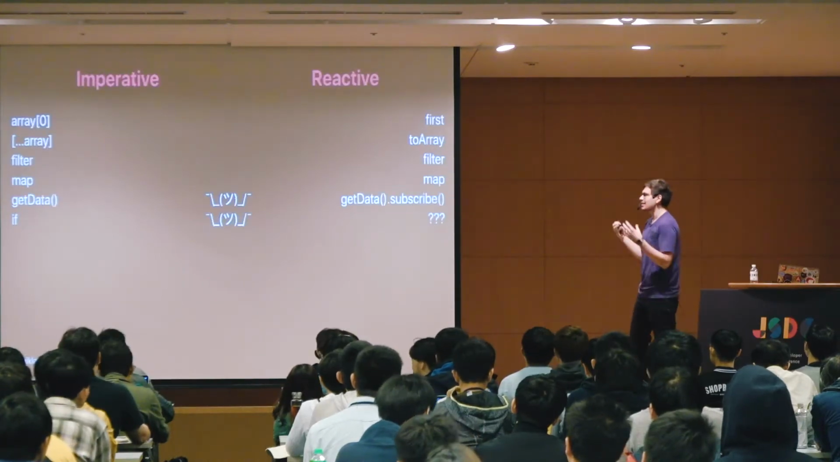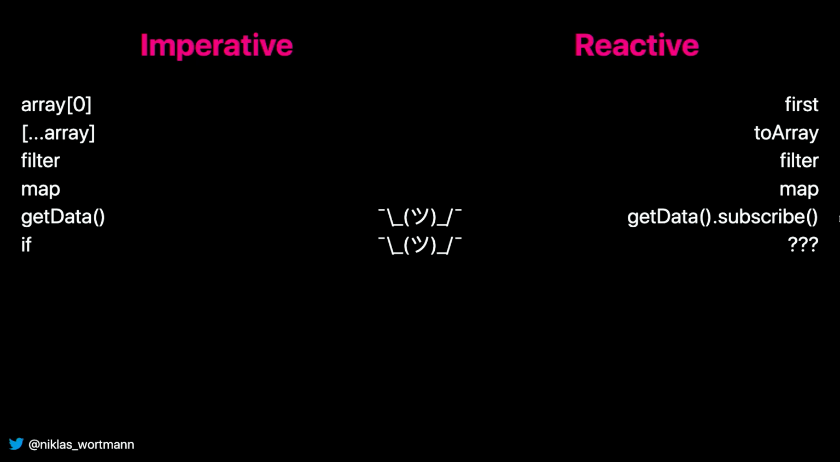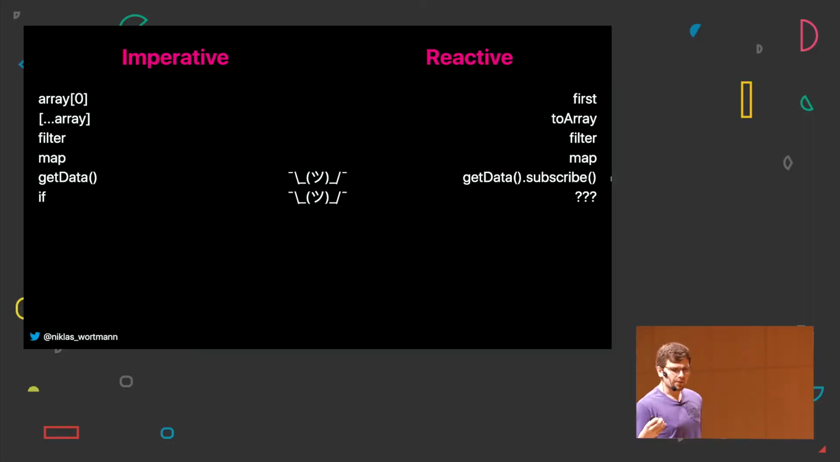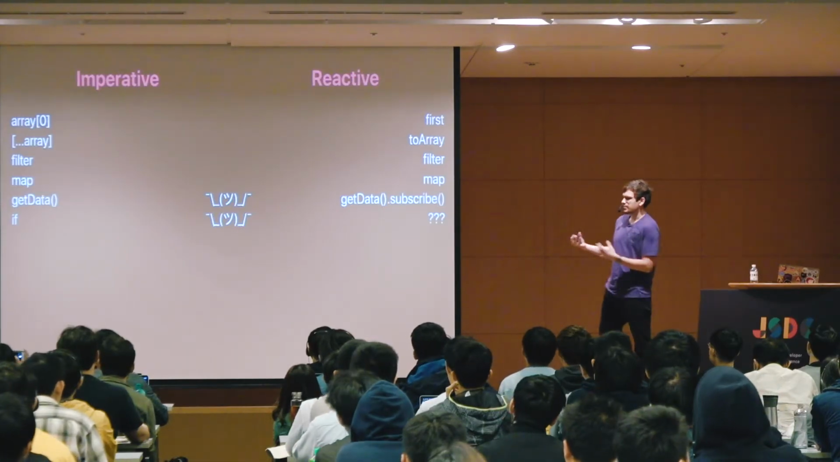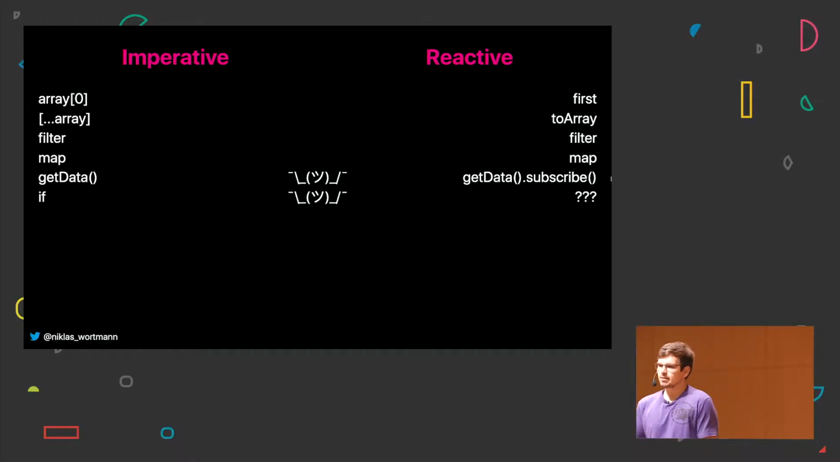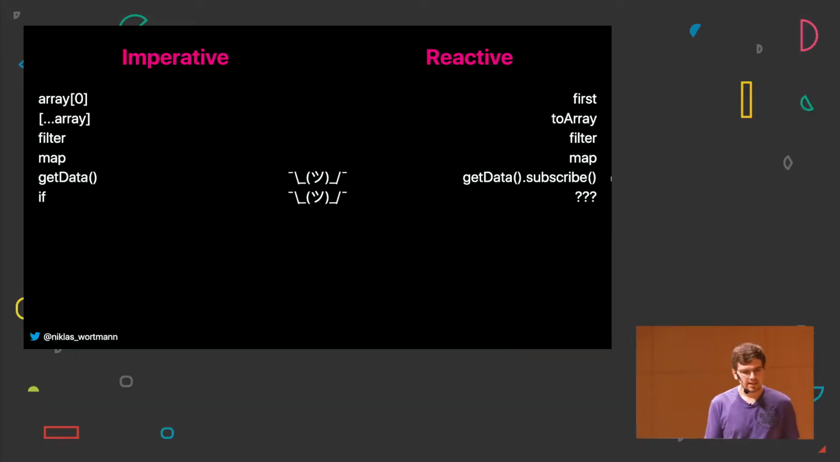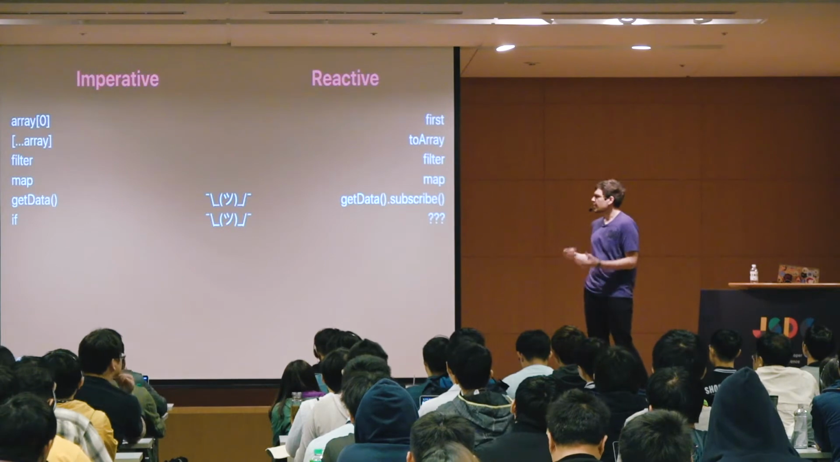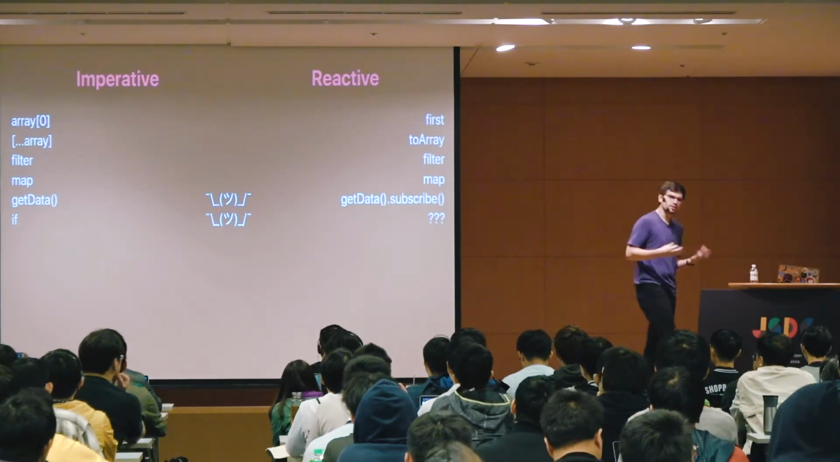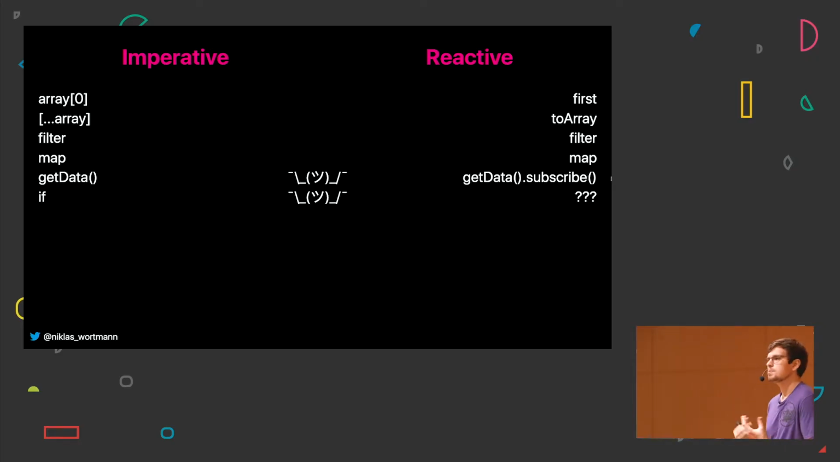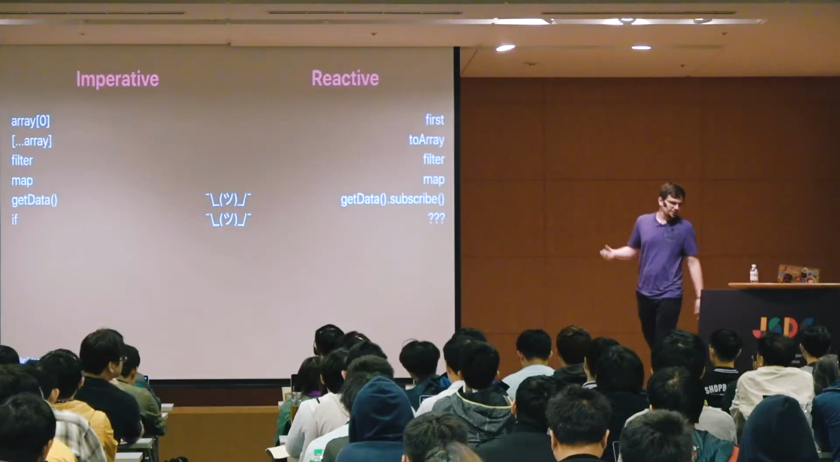So if we use that pattern and compare imperative programming and declarative, or reactive programming, we also have things which are kind of similar. For example, if you're used to arrays and you see the method first, you would have guessed what it would do. It's also similar with array spread and toArray in RxJS. You can already understand what happens under the hood, even though you might not know how observables work and what RxJS is.